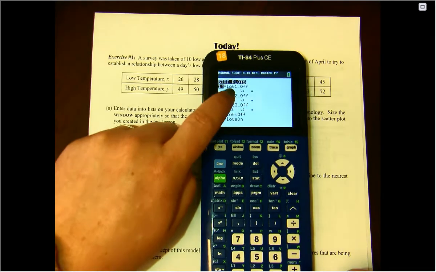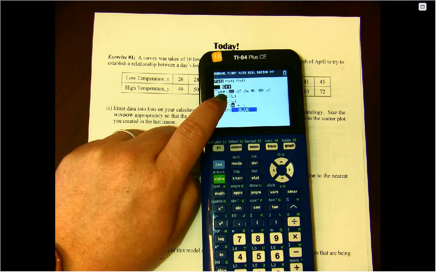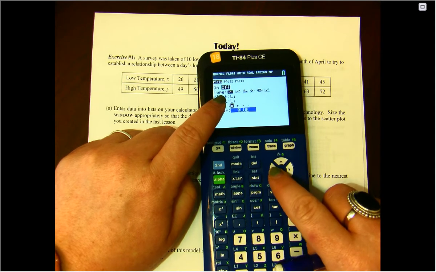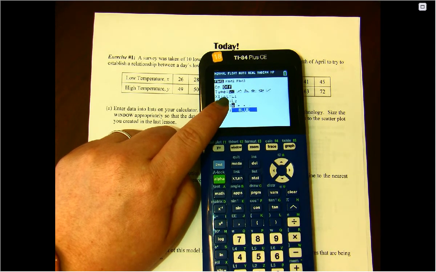So I'm talking about this one right here. I'm going to have the first one highlighted. I'm going to hit enter. Right now, you see how the black is hovering over off? I want to turn that on. So I want to be blinking over on, and I want to hit enter, okay?